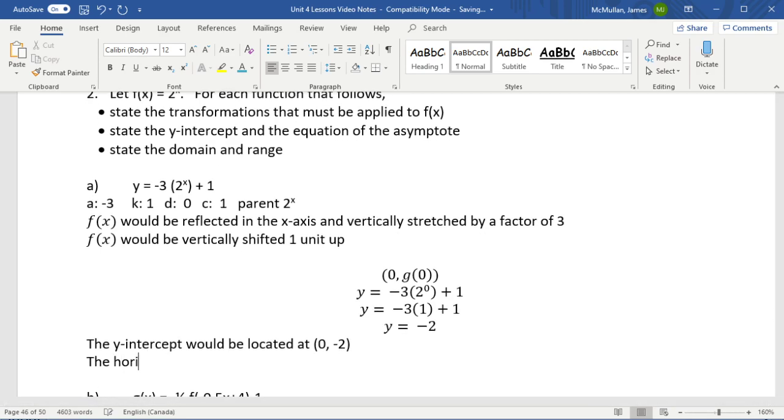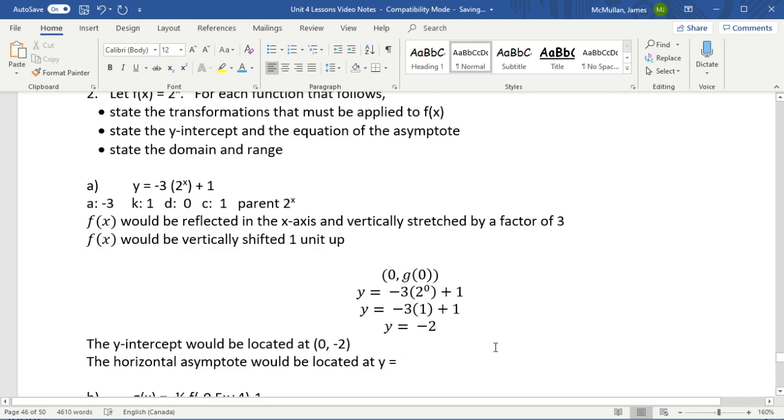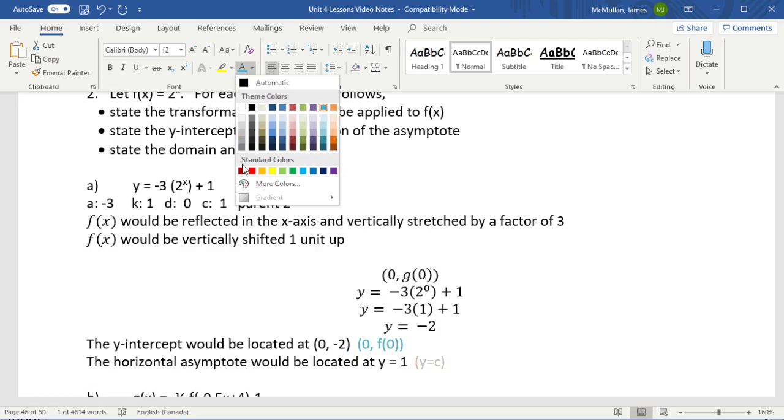The horizontal asymptote would be located at y equals the value of c, which is 1. So remember, this is coming from y equals c. This is coming from 0 and f of 0. Okay, so that's just how I did that. Just find the point f of 0 and tell me what it is. For the asymptote, you just say y equals c, and that will always be right.